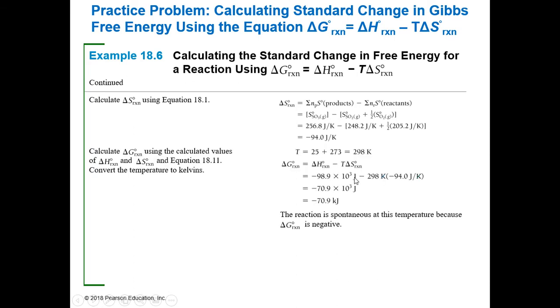So here they converted the delta H to joules, and they plugged in delta H minus your temperature times your delta S value. That allowed your Kelvins to cancel with your temperature, and then you had joules minus joules. So it ended up being a large number, so they converted it back to kilojoules. So delta G is negative 70.9 kilojoules. When delta G is negative, that means that it is spontaneous. So this is a spontaneous reaction.